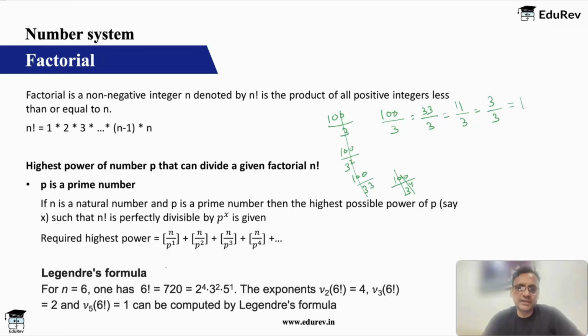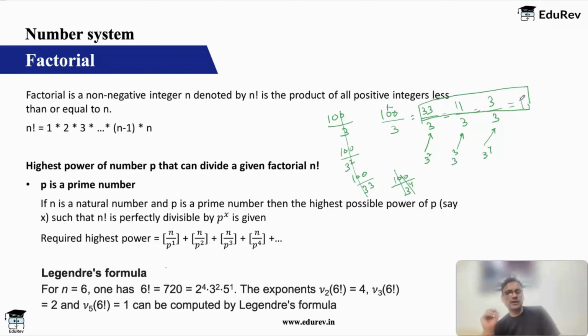This, if you see, effectively is 3 square, because 33 has already got divided by 3 once, and then you are dividing it again. So this is the second division, equivalent to dividing 100 by 3 square. This is equivalent to dividing 100 by 3 cube. And this is equivalent to dividing 100 by 3 to the power 4. Okay, so your answer will be, you won't count the 100, everything after that. So 33 plus 11 plus 3 plus 1, which will again give you the same value, 48. So you will find this easier to do.